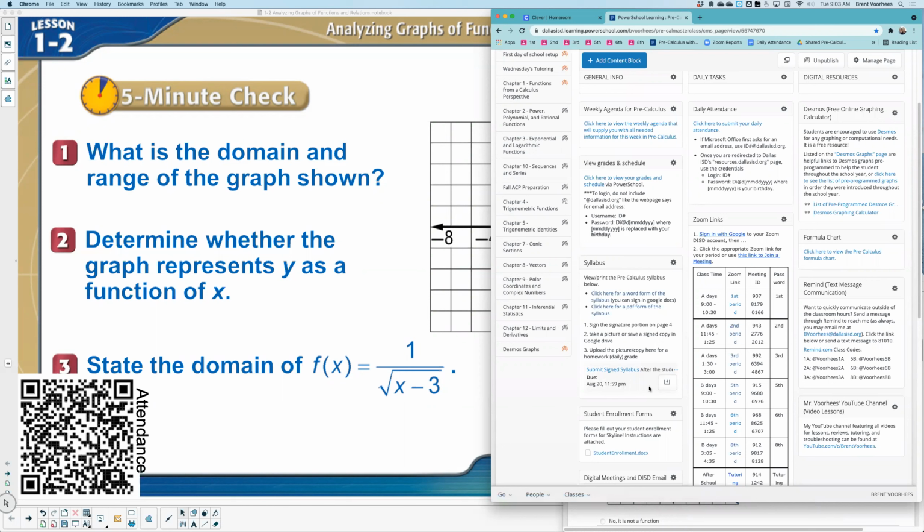The third was doing the ALEKS knowledge check, the initial knowledge check. Has everybody in here done that?